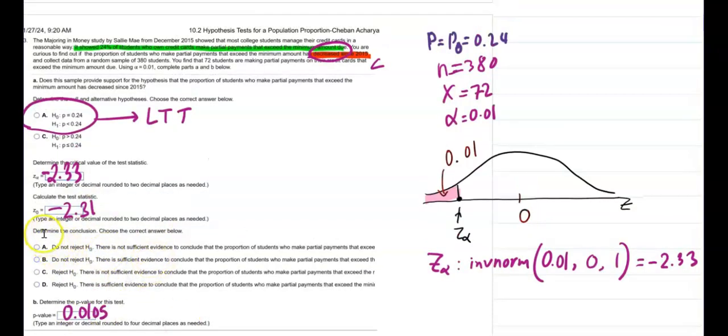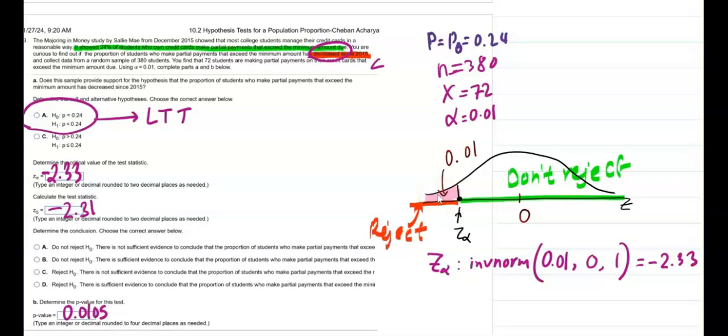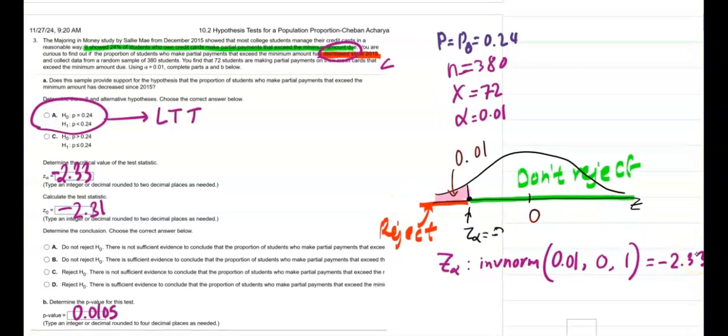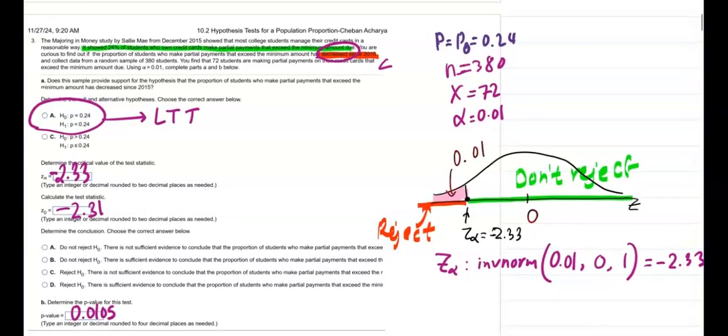Now to determine the conclusion, you have to look at the graph here. This green one is the do not reject region. This is the non-rejection region, but this side on the left of the critical value is the critical region where you reject. So there are 2 sections here. The section on the right of the critical value is do not reject, on the left you reject. Again, what's the critical value here? We found the critical value, negative 2.33.